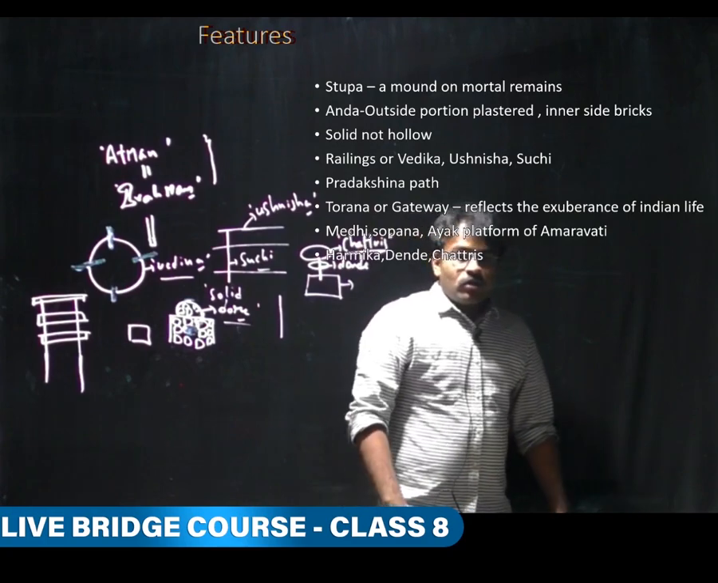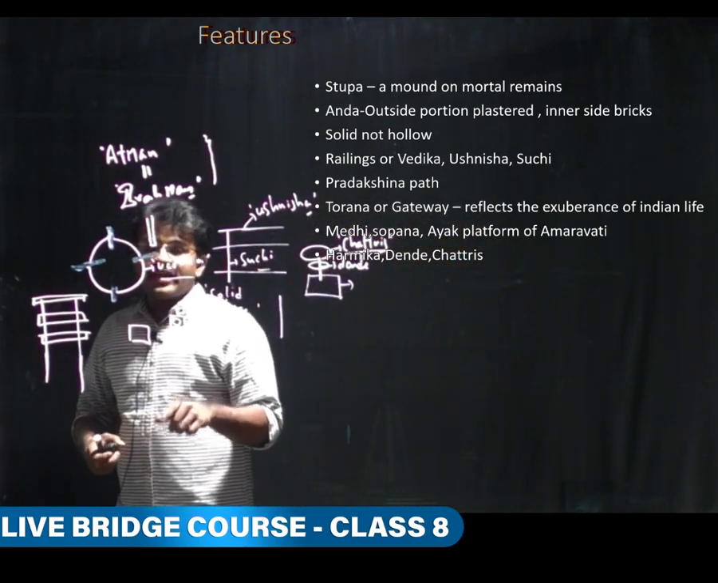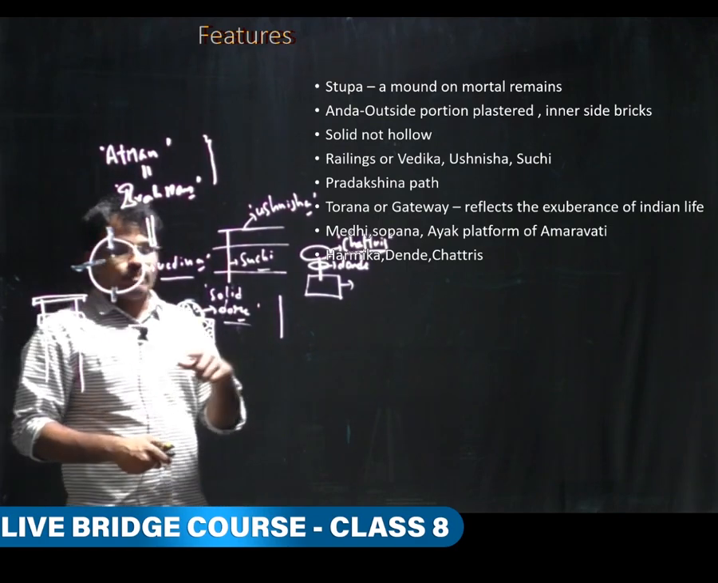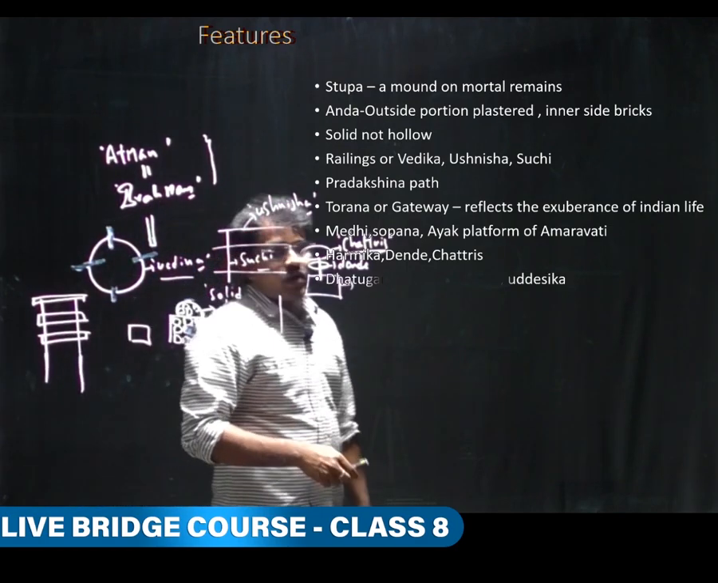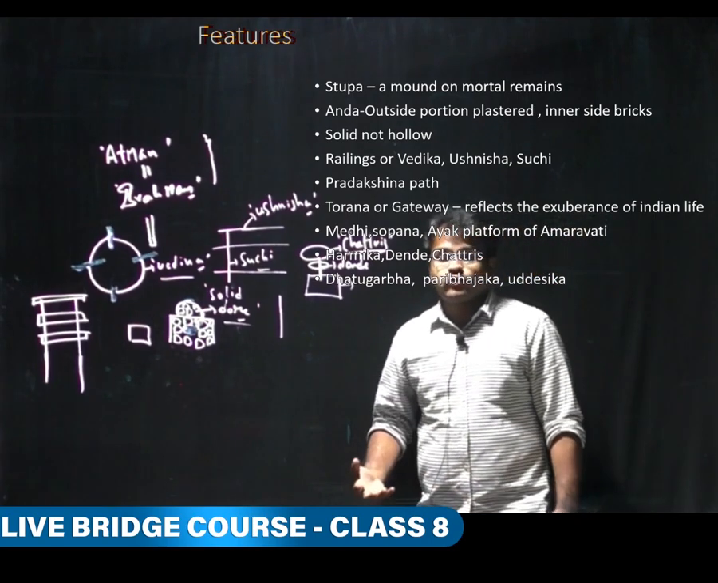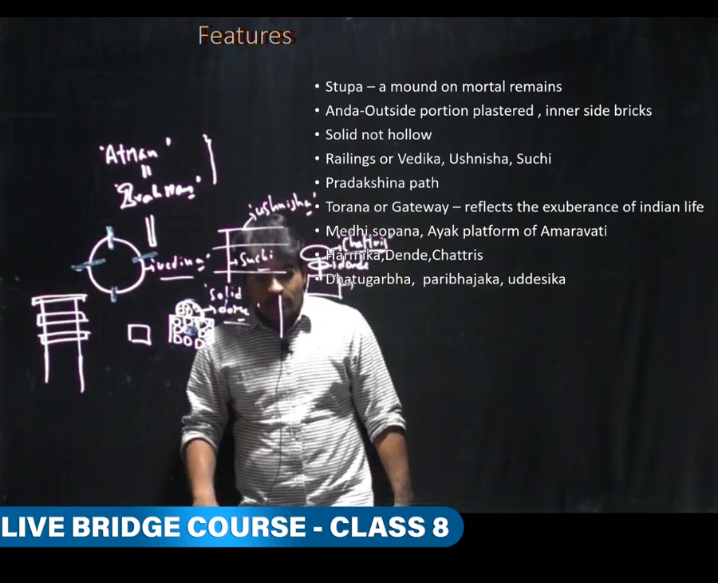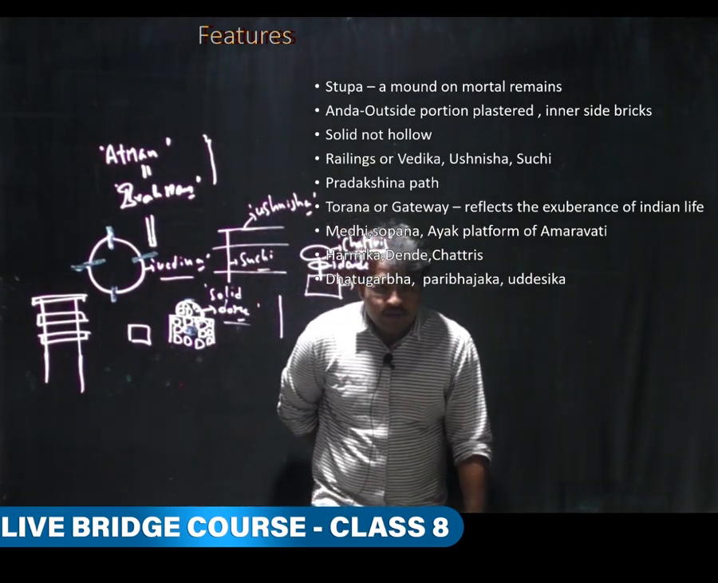I talked about it. Then there is Sopana. Sopana is the staircase, to access the first floor platform. Then there are different kinds of stupas. Dhatugarbha stupa is the one which contains Buddha's relics. Paribhajaka is the stupa where Buddhist monks' relics are present.